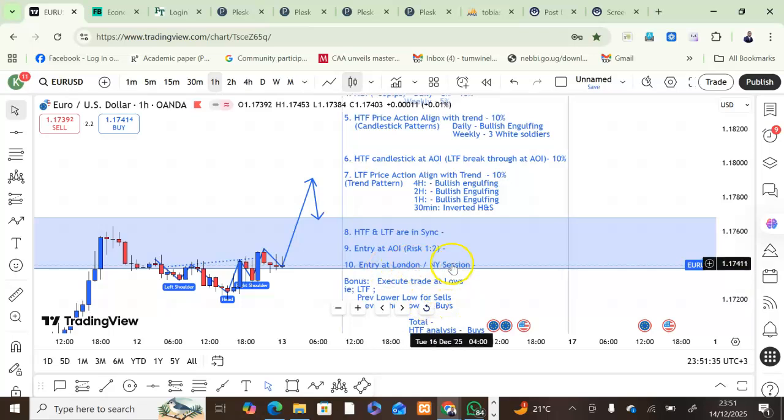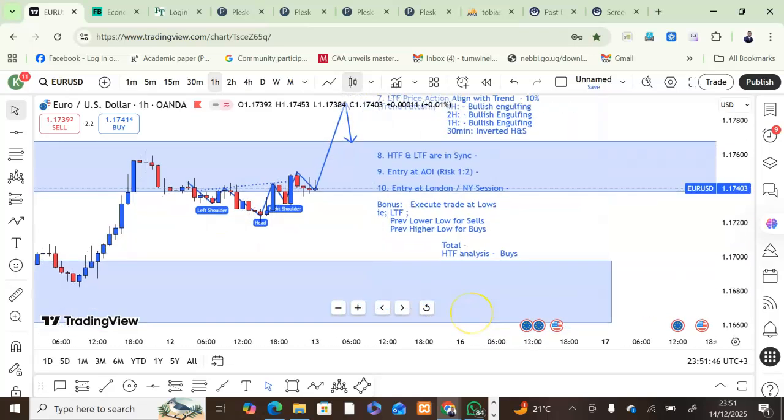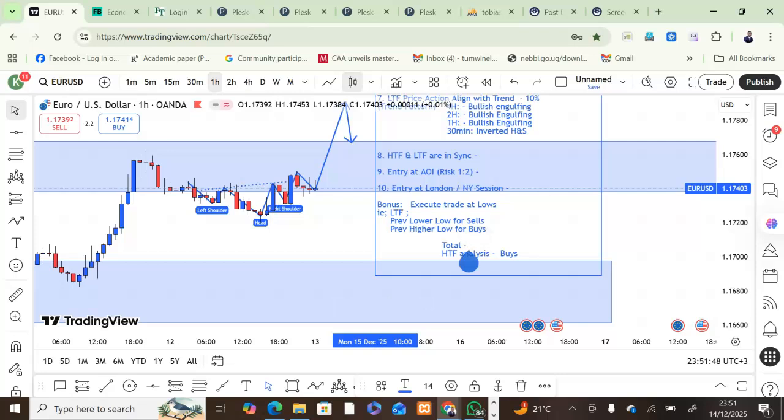So if we enter at the London or New York session, entry is 80%. Entry at area of interest, 90%. HTF and lower time frame in sync, that's 100%. Then finally we get to have our trade, which is 100%. Let's say everything was met. That means it's an A trade, an A plus or whatever. I really failed subjects, but maybe that's an A plus. All I know is 100%, so you've really passed.